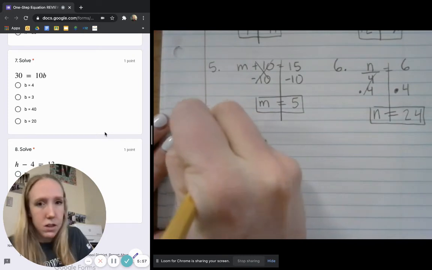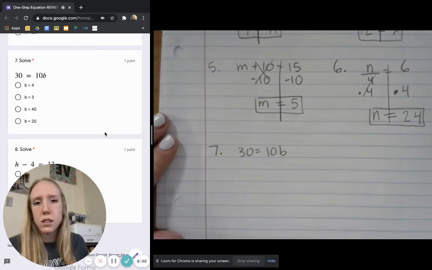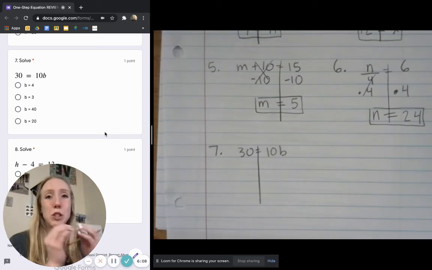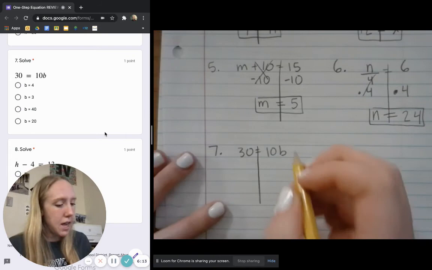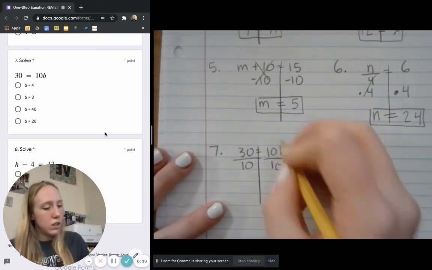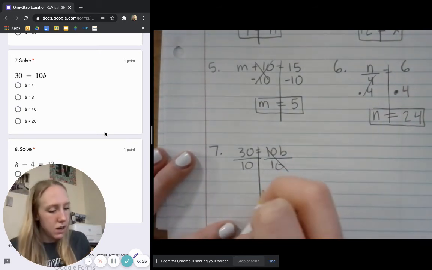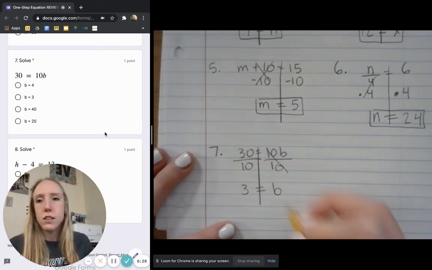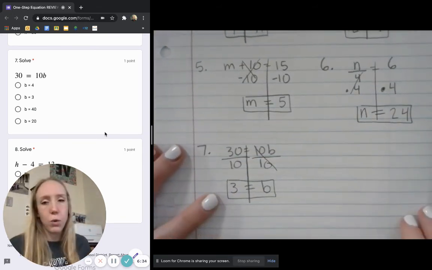Number 7. 30 equals 10b. Draw your fence. I noticed that b has a 10 right next to it. When they're smushed together like that, it's multiplication. To undo the multiplying by 10, I divide by 10. Times 10 divided by 10, that goes away. We just have b left on this side. Equals in the middle. 30 divided by 10 is 3. Make sure you're checking your answers and your work with me on these.